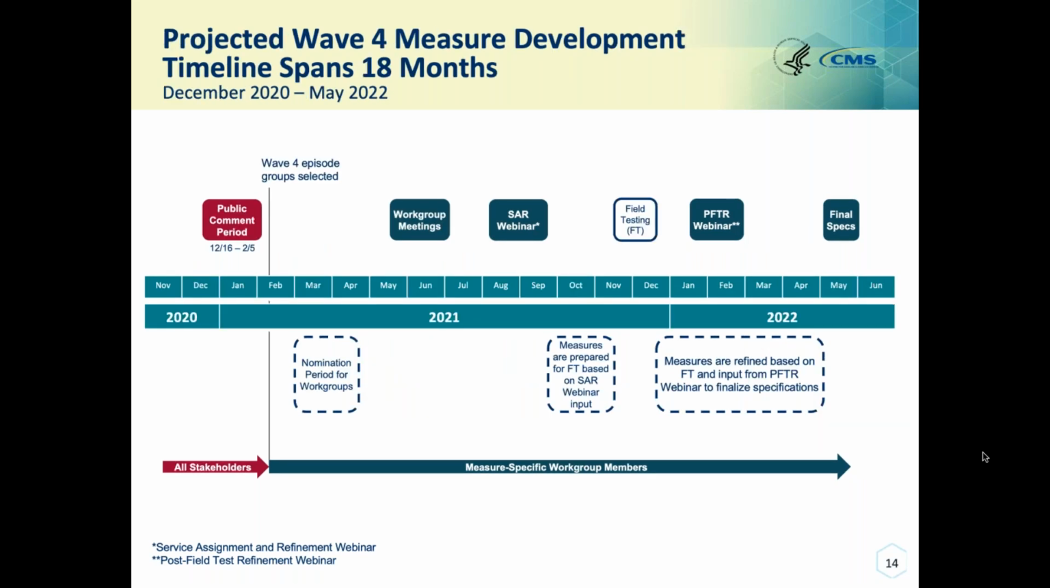Here, we have a preliminary timeline for Wave 4 cost measure development, which will last around 18 months through to May 2022. The clinician and expert work group meetings and field testing processes are similar to the Wave 3 timeline in the previous slide. The main difference shown here for Wave 4 is the use of the public comment period instead of the clinical subcommittees. Next slide, please.